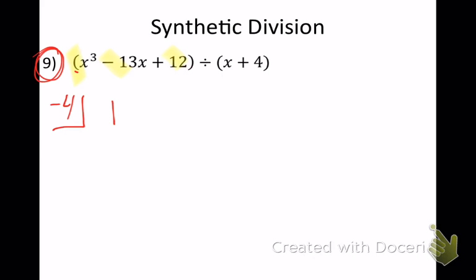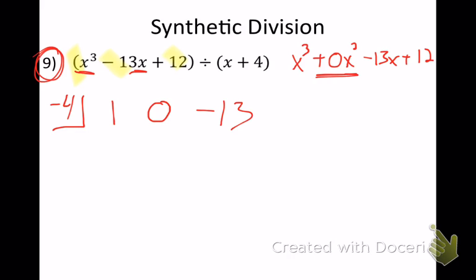What do you notice about my x's here? There's no x squared. So what's the coefficient for the no x squared? 0. That's like saying x cubed plus 0x squared minus 13x plus 12. I need to have that placeholder of my 0 there. That placeholder needs to be there. So I get 1, 0, negative 13, and 12. Okay. Now, using synthetic division, work this one out.